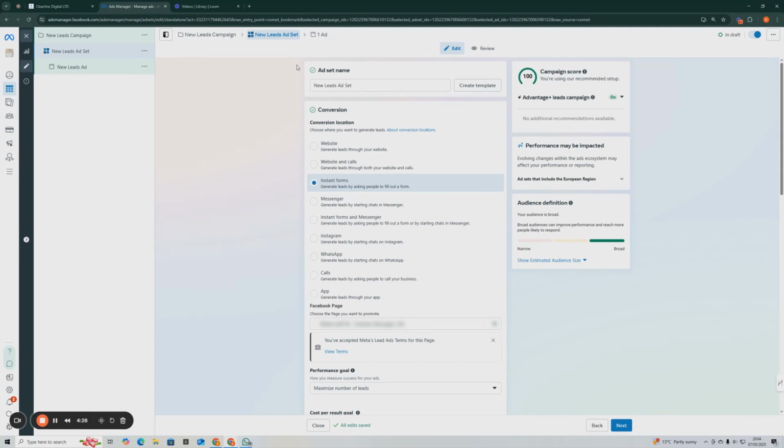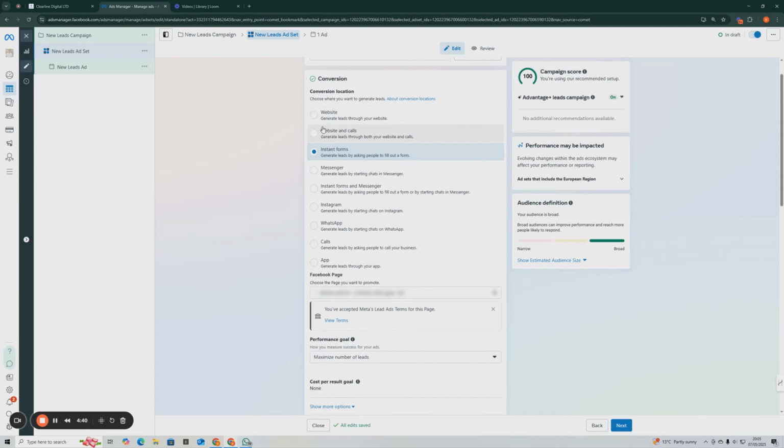I might have one that is privacy. I might have one that is heat loss, for example. And I will segment my ad sets by the topic effectively. Then we're going to want to look at our conversion location.